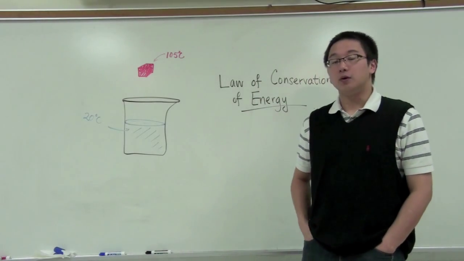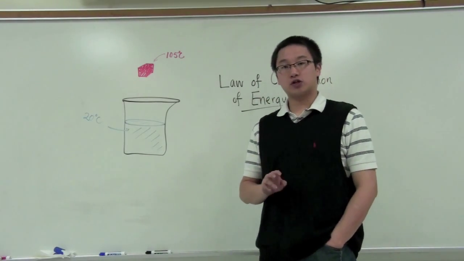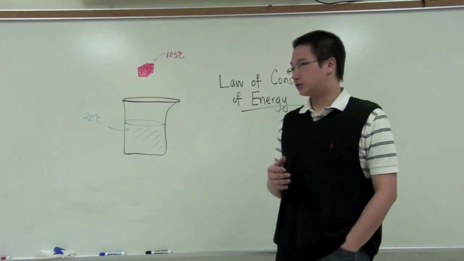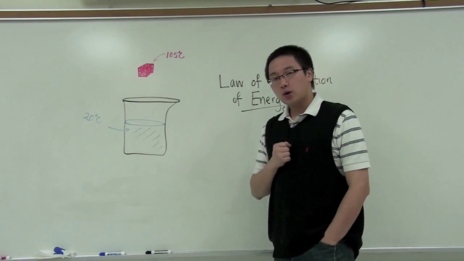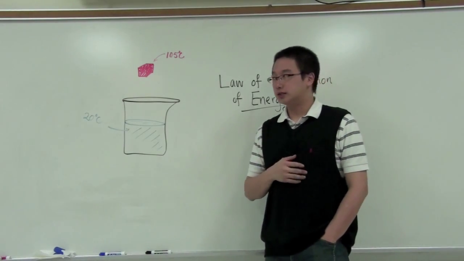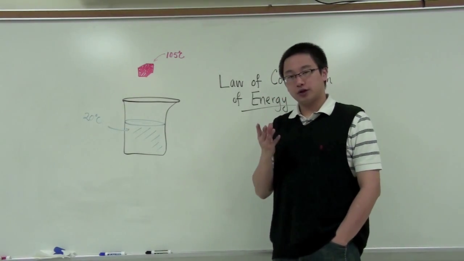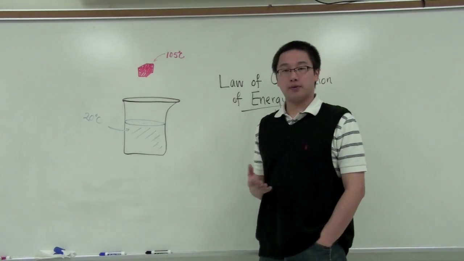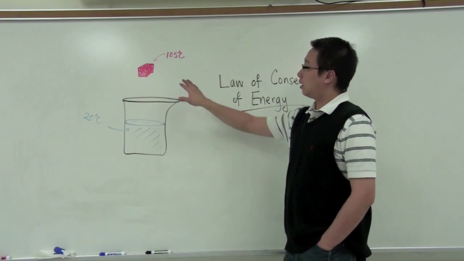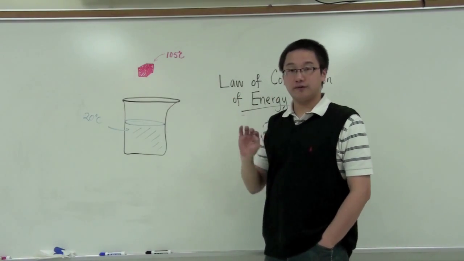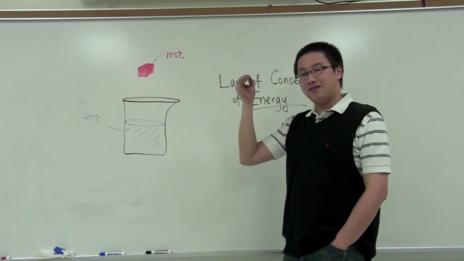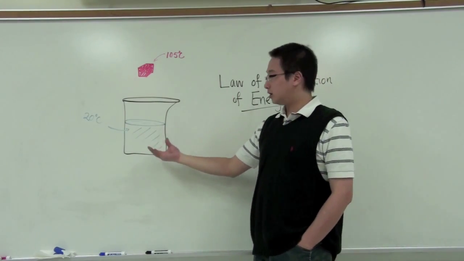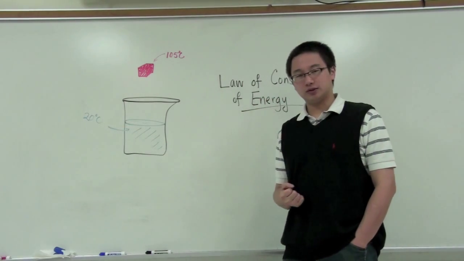In this tutorial, we will look at Chapter 12, Worksheet number 2, and see how question number 1 is to be answered. If you look at question number 1 on the worksheet, you should understand the question, which is you have a copper block, which is about 105 degrees Celsius. And that block is being added into a cup of water, and the water is initially at 20 degrees Celsius.